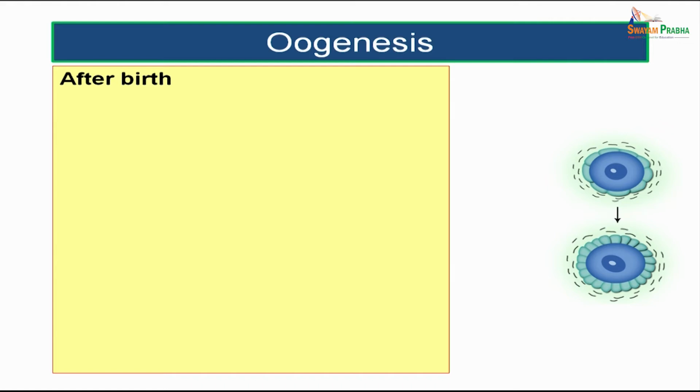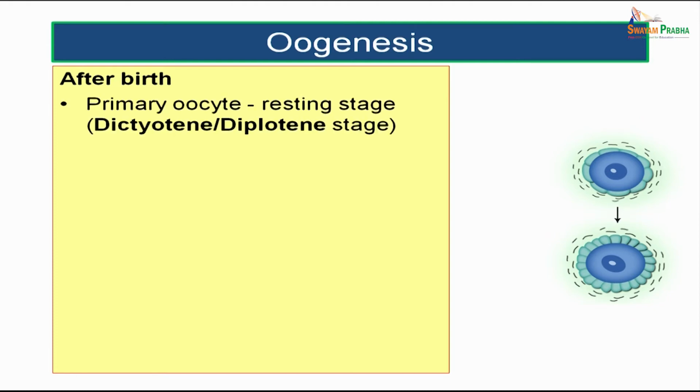Now, let us see what is happening for these primary oocytes and the follicles after birth. So, after birth, when we take a female child, we now know that the ovaries of the female child will be having primary oocytes at which stage? It will be at the resting stage of prophase.